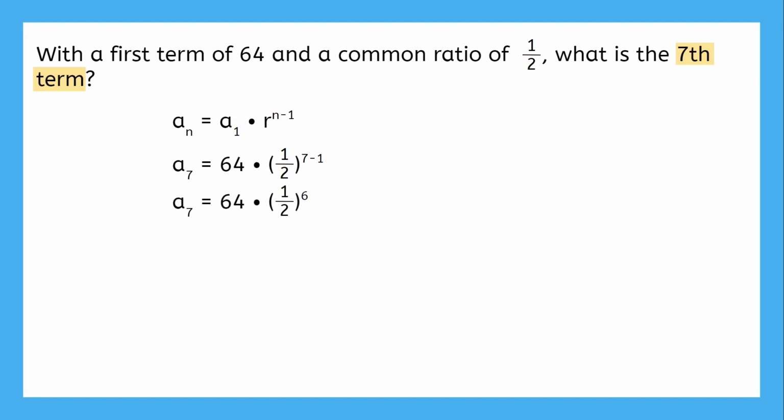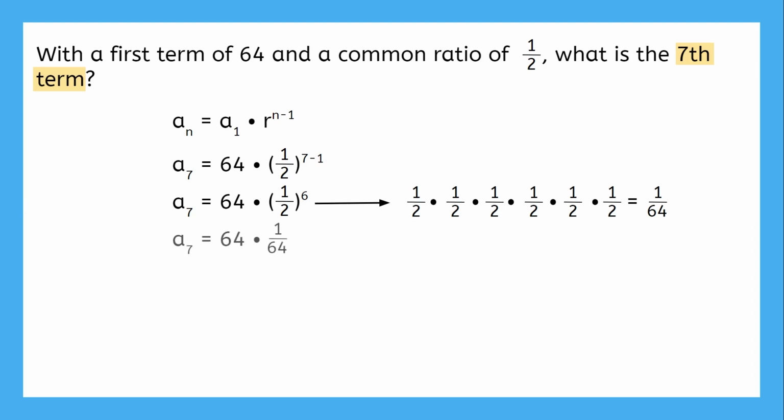1/2 to the 6th power is something you don't see very often, but an exponent just says multiply that many of the same thing together. So if we multiply 6 1/2s together, 1 times itself 5 more times is still 1, and 2 times itself 5 more times is 64. 1/2 to the 6th power is just 1 over 64. And finally, 64 times 1 over 64 is just 1. So if we start with 64 and keep halving it, the 7th term will be 1.